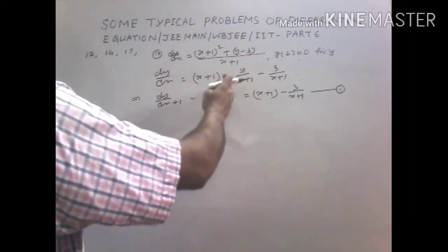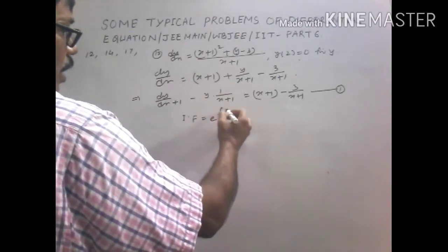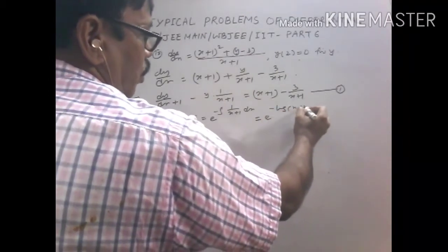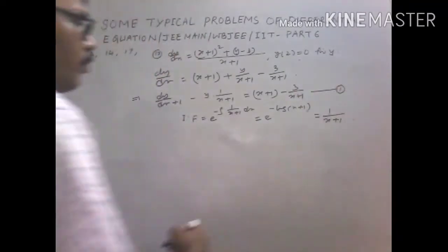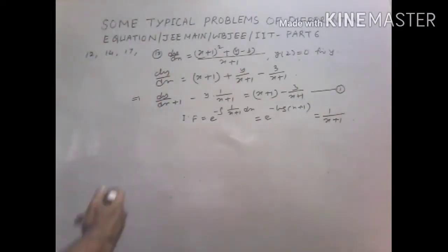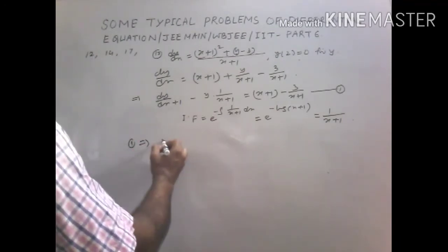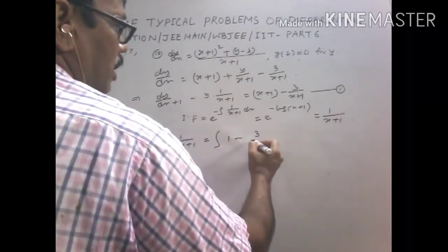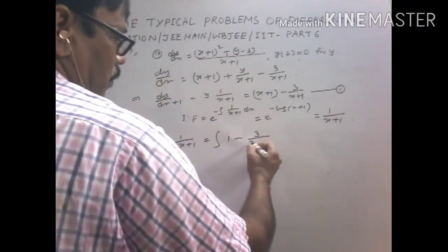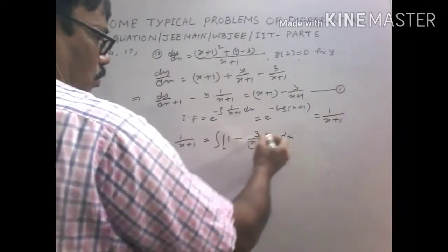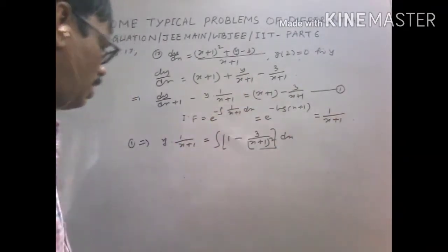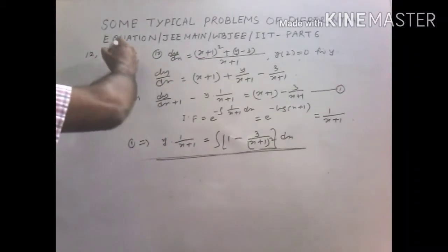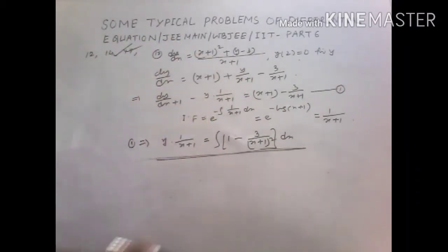So what is the integrating factor? You get the integrating factor as e to the power negative integral of 1 by (x plus 1) dx, that is minus log (x plus 1), so 1 by (x plus 1). Now you can easily solve it. So 1 implies y into integrating factor equals integration of integrating factor times minus 3 by (x plus 1) whole square dx, multiplying throughout by the integrating factor. Now you can easily integrate it, and using the initial condition you can find y. So leave it. The main aim is to put it in standard form.